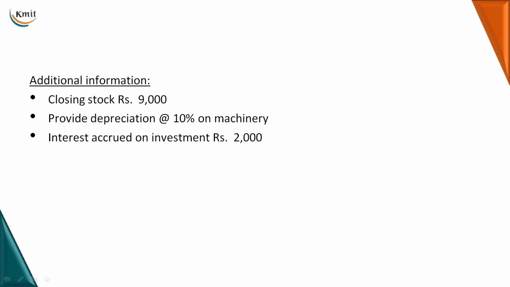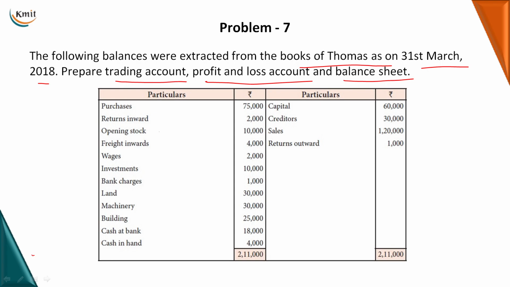In addition to that, these are the three adjustments you are supposed to make in the statements while preparing it. How to make these adjustments? We have already learned in our previous session. Now here, I'll help you out in identifying all the items that are given, which will be falling under these three aspects, that is trading account, profit and loss account, as well as your balance sheet. Beside it, I will be noting it down.